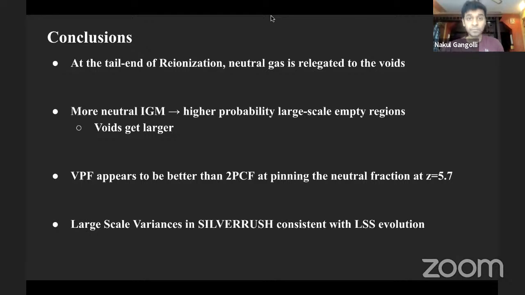How do you model the escape fraction of Lyman-alpha photons on these large scales to generate the mock maps? I'm sorry, could you say that again? How do you model the escape fraction of Lyman-alpha photons on these large scales to generate the mock maps?